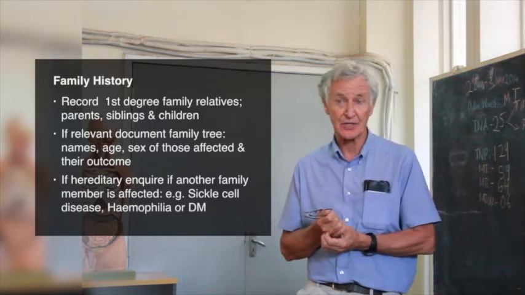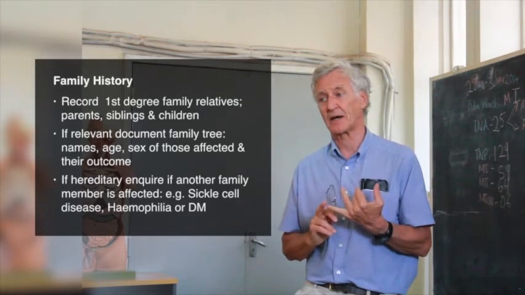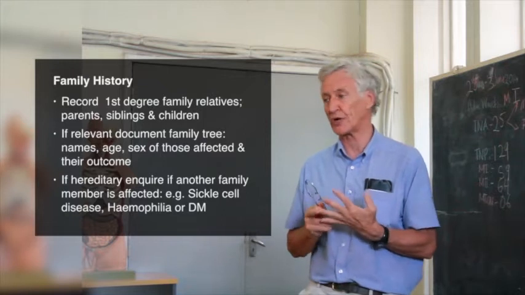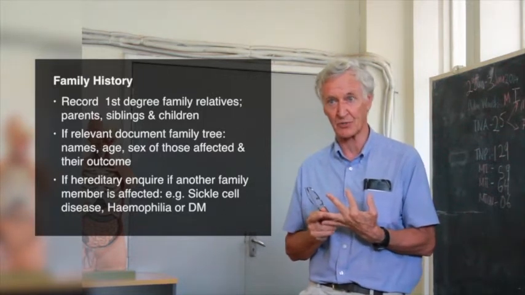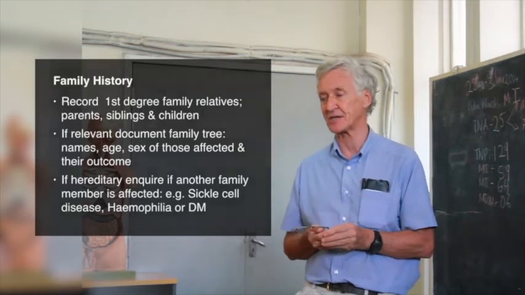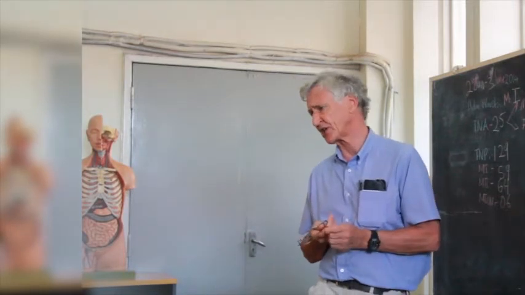Examples of hereditary diseases might be, for example, diabetes is strongly hereditary, particularly type 2. And now we have sickle cell disease in our community. And we also have some other hereditary diseases that are probably less common. Moving on then to social history.